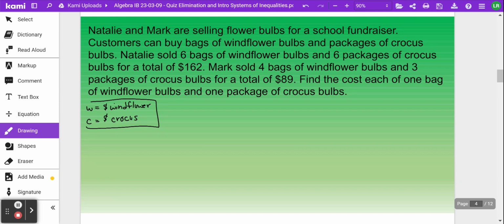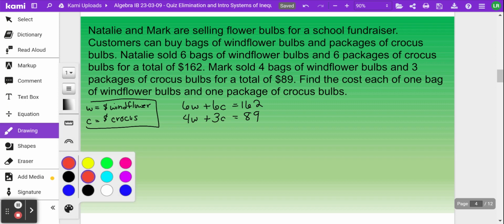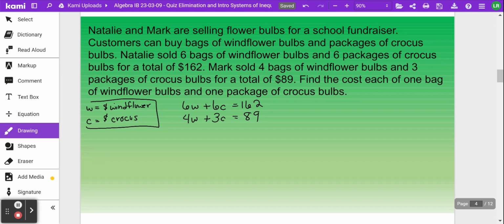All right, our equations here. For Natalie, 6 bags of windflower, 6 packages of crocus bulbs, and her total was 162. For Mark, 4 bags of windflower and 3 bags of crocus bulbs, and he spent $89. Again, I don't have opposites. Remember, there are different ways, but I'm going to follow the pattern: top by the bottom, bottom by the opposite of the top. So I'm going to do the top times 4 and the bottom times negative 6.